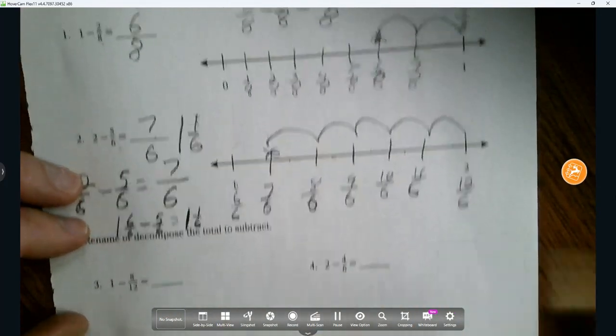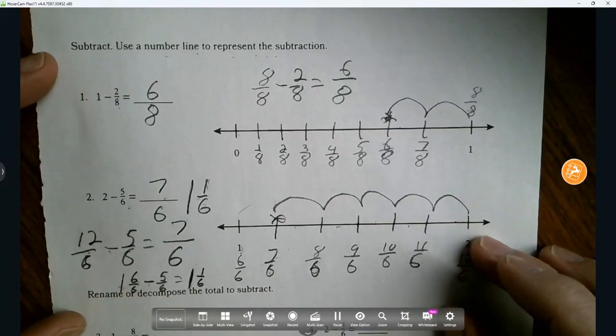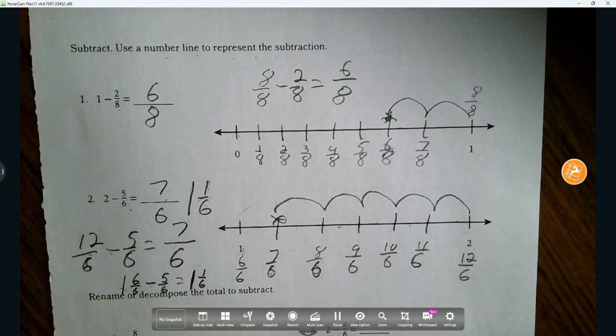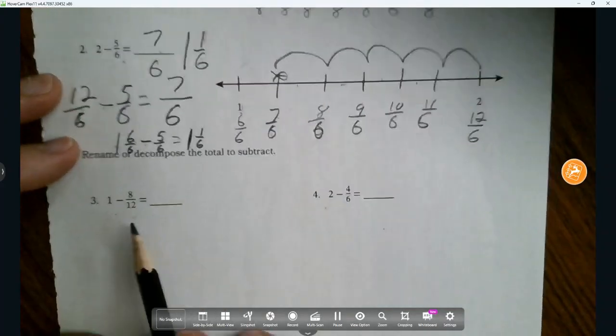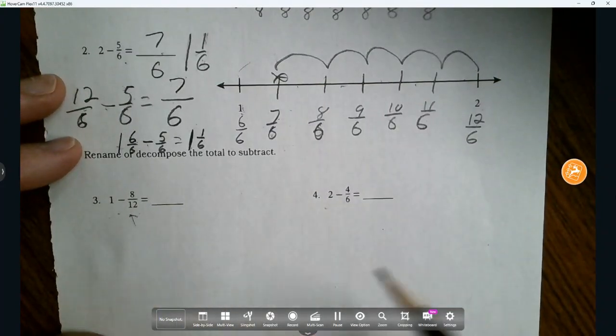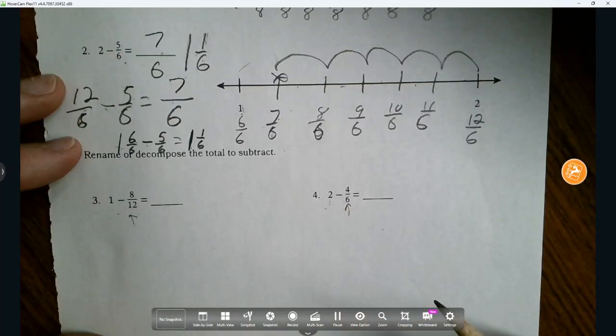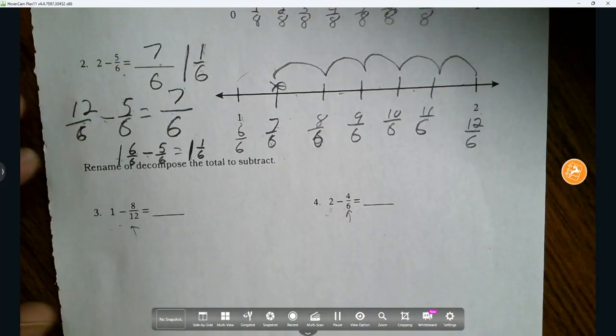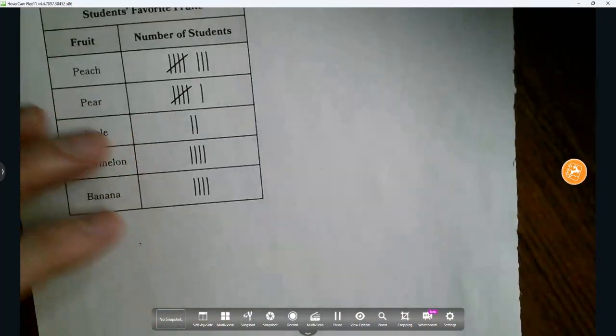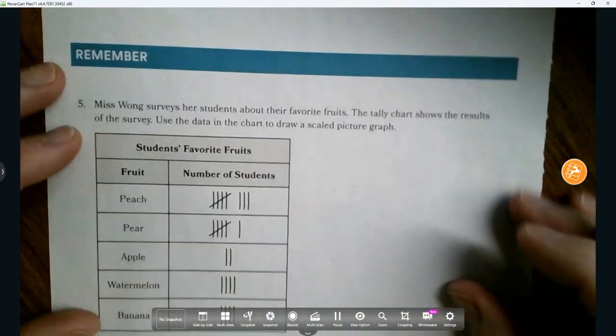All right, you have 1 minus 8/12, and you have 2 minus 4/6. You guys are on your own with that one. Hopefully this part here is enough to get you through that. Just remember, this is how many pieces you need, and this is how many pieces you need. And this one's 2. Don't mess up on that one. That one is 2.